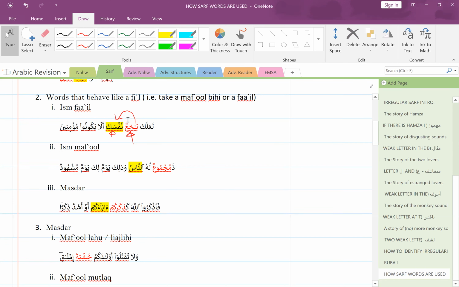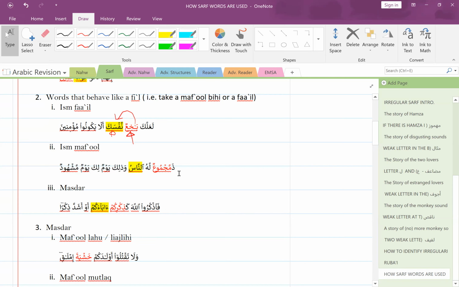The Prophet is being told, you're about to kill yourself because the mushrikun of Makkah have not believed. So that's how an isim fa'il, for example, can take a maf'ul bihi. And then you have isim maf'ul. Isim maf'ul also can take a fa'il. In most cases, isim maf'uls take a fa'il, not a maf'ul bihi, because they're already a maf'ul.